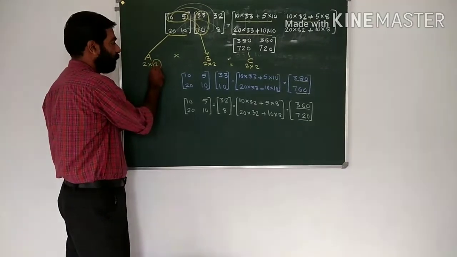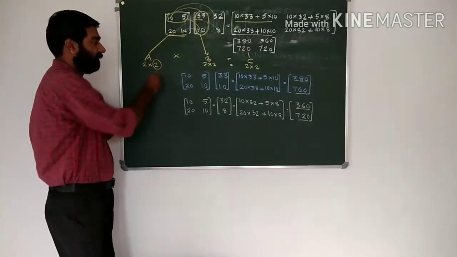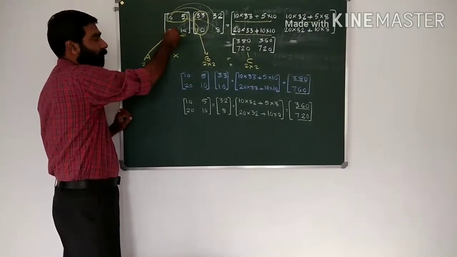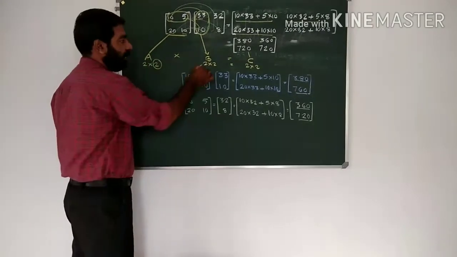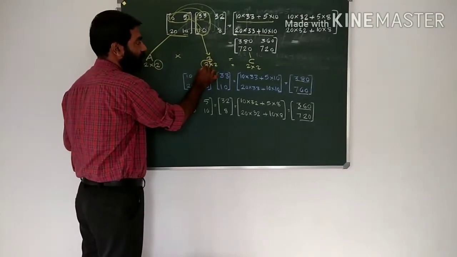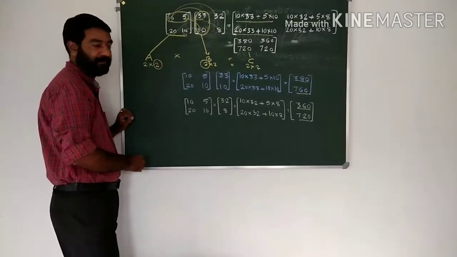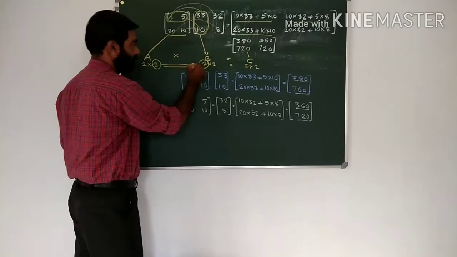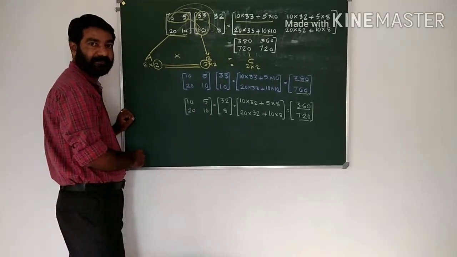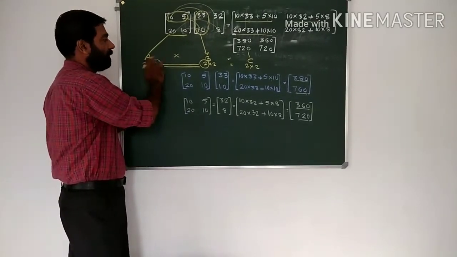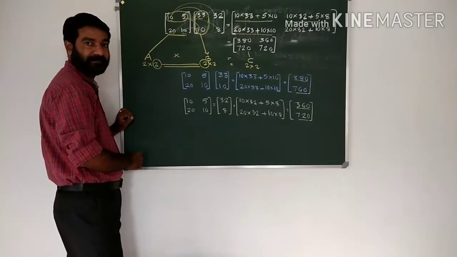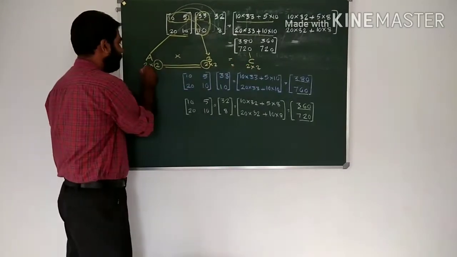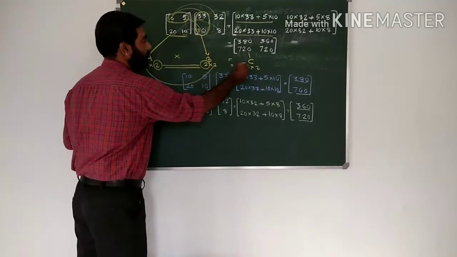Now the important thing is, it is 2. That is the number of columns of A. These two represent the number of columns of A. And these two represent the number of rows of B. These two elements must be equal. Then only we can multiply A and B. And the answer is a 2 by 2 matrix.